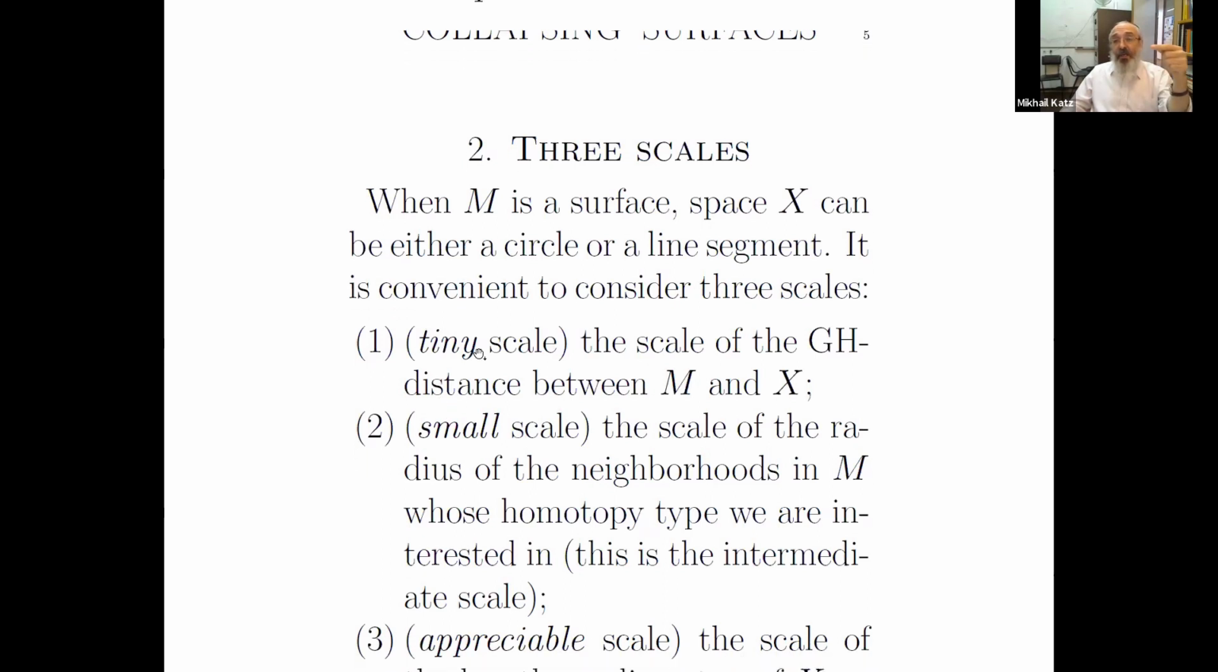Tiny scale is the scale of the GH distance between M and X. So M and X are very close. There is a tiny distance between them. So to a nearsighted observer, M looks like X already. You can't really tell that M has more meat than X.